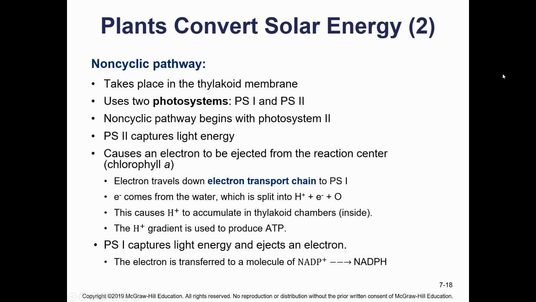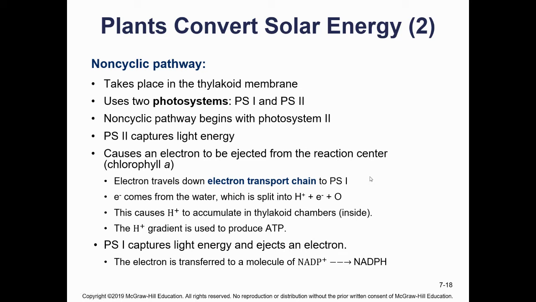The non-cyclic pathway takes place in the thylakoid membrane and includes the electron transport chain. There are two photosystems involved, photosystem 1 and photosystem 2. These were named in the order they were discovered. Photosystem 1 was discovered first, but our photosynthesis process begins with photosystem 2. A photosystem is a combination of pigments and enzymes that let us capture solar light. It's where the chlorophyll is, and where the enzymes are that help this happen. In the non-cyclic pathway, photosystem 2 captures that sunlight energy and splits the water apart.